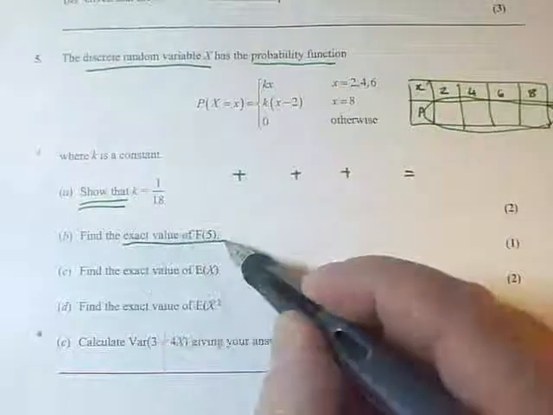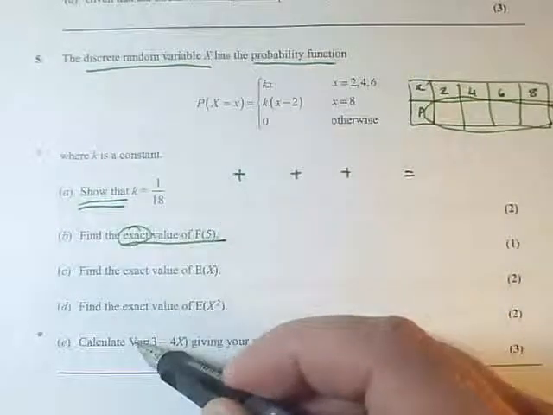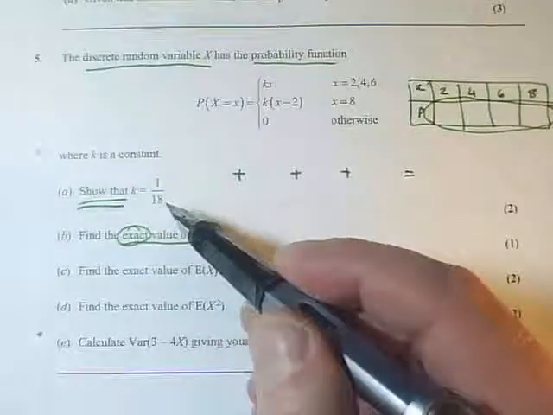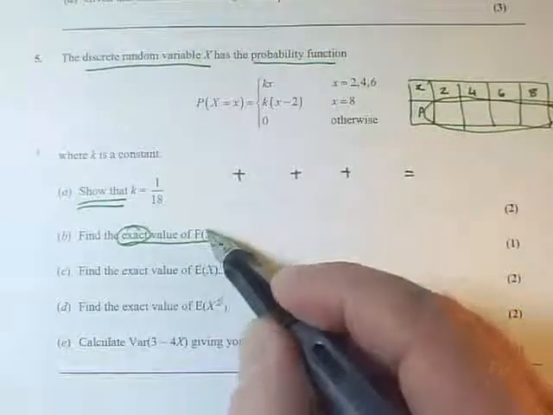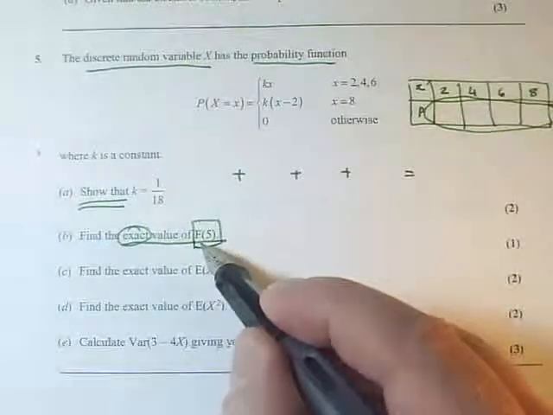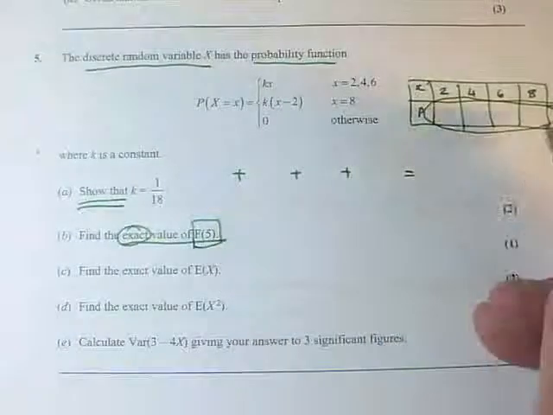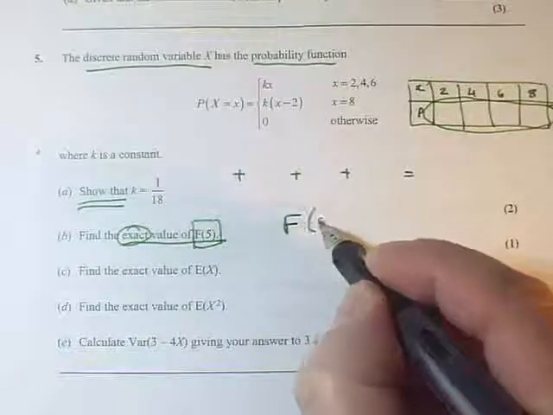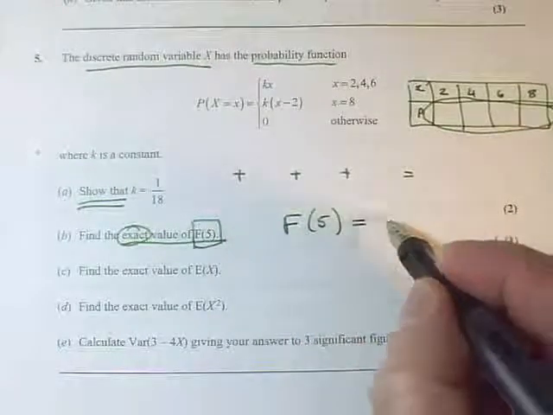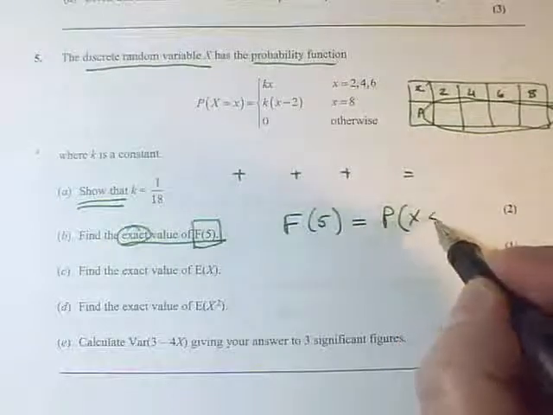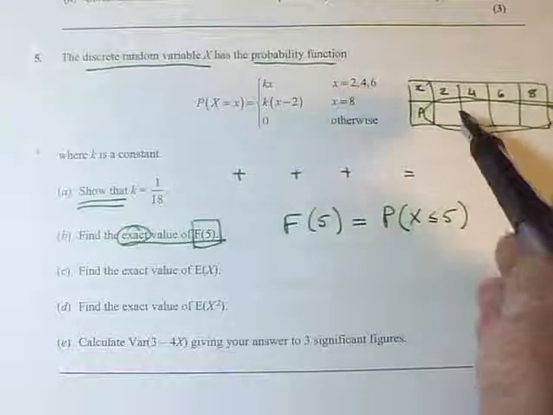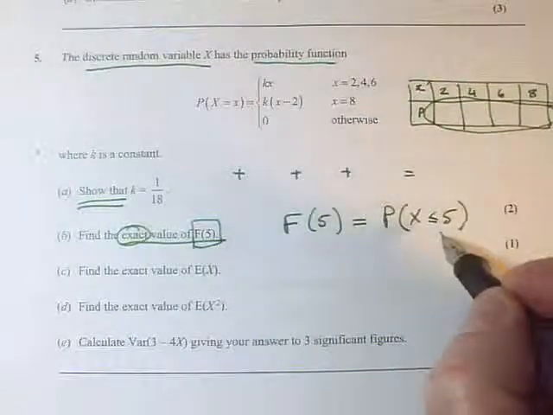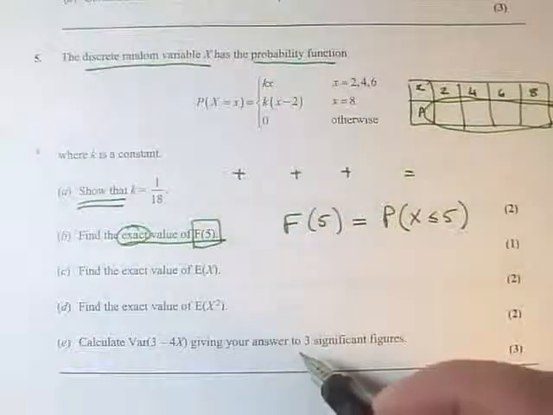The exact value of f of 5. Exact means we don't want a rounded decimal, so we seem to be working with fractions, so leave it as a fraction. Might be 18ths, it might simplify from that. Capital F of 5, you need to know what capital F means. These individual probabilities are the probabilities of particular values, but capital F of 5, or any value, means the probability that the outcome is less than or equal to 5. Some of these outcomes are less than or equal to 5, some of them aren't, but if you combine the probabilities of the ones that are less than or equal to 5, you'll get capital F of 5.